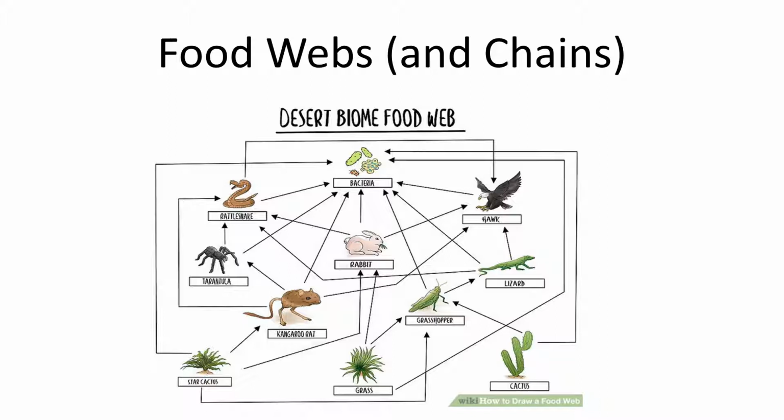Now, because these interactions are not static, different organisms can actually be on different trophic levels. So, for example, the hawk in the example we just talked about was a tertiary consumer, whereas if we look at the star cactus to the kangaroo rat to the hawk, it's really only a secondary consumer.